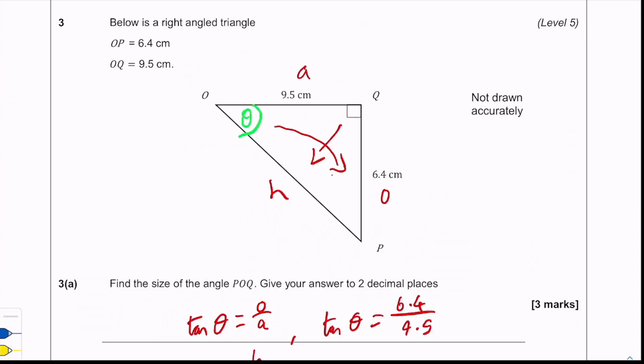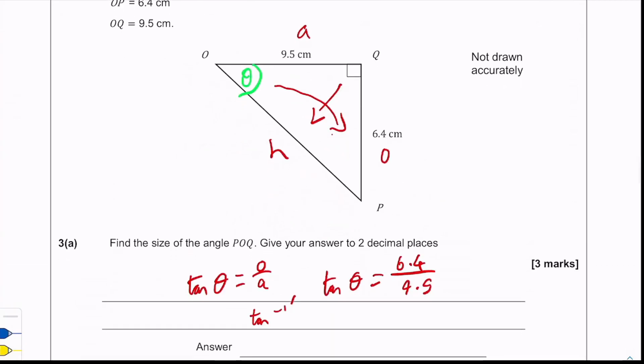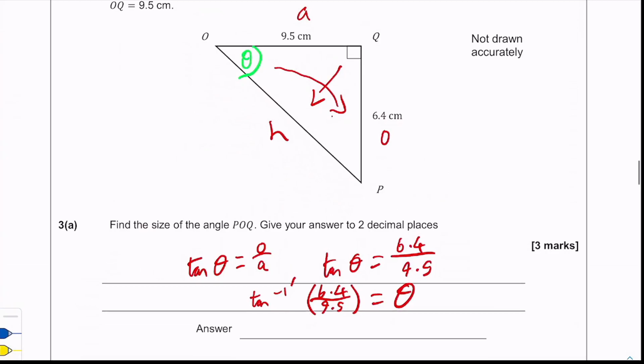Okay, and then the only thing we need to do now is do inverse tan. So we do tan to the power of minus 1, this is the inverse tan, of 6.4 over 9.5, and this is equal to theta, and then we should get our answer when I've put this into the calculator. So we've got 6.4 over 9.5, and that should get us 33.96 degrees, and it says to 2 decimal places. Okay, so this ends up getting 33.9675 and so on, and then to 2 dp we end up with 33.97 degrees as our final answer.